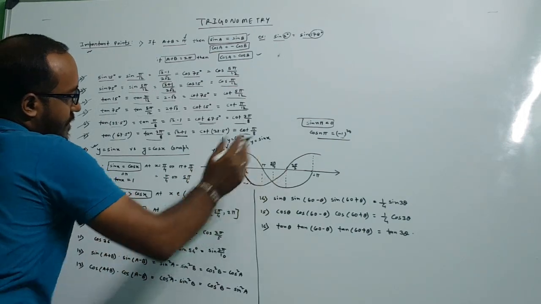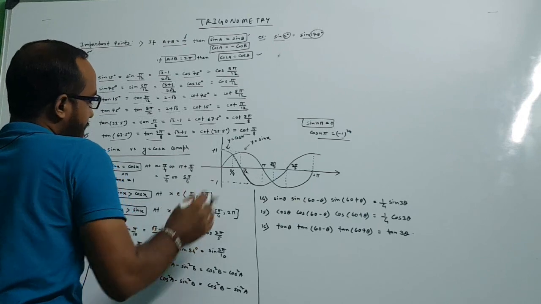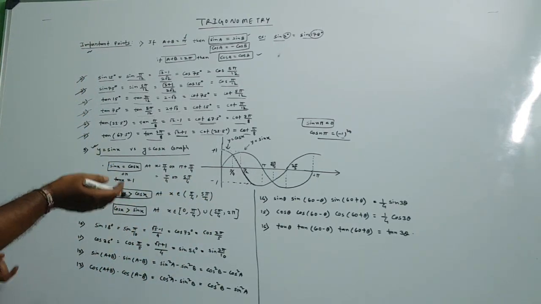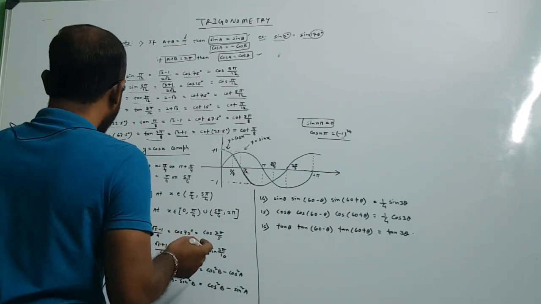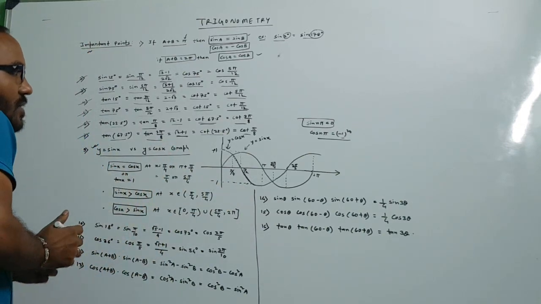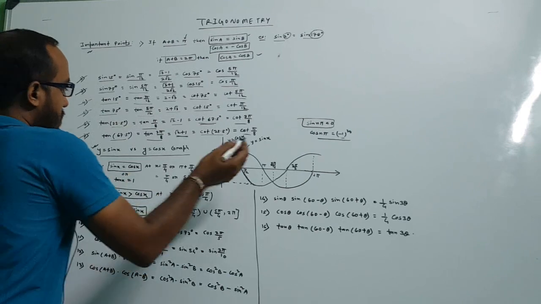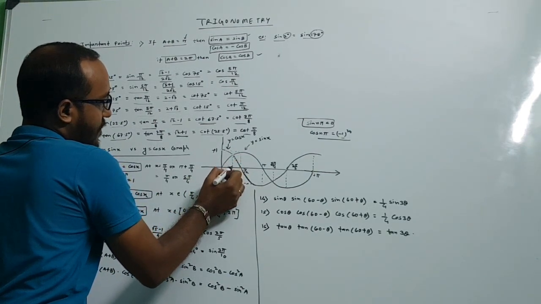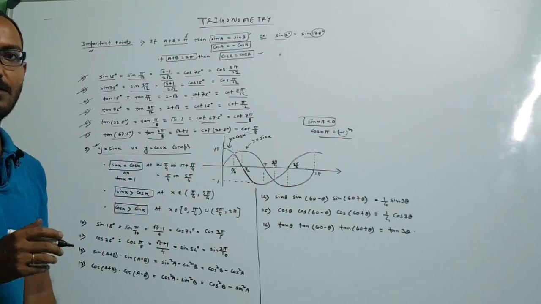See, from this graph, what type of question may come? You have to find the logic for when sin x equals cos x, when sin x is greater than cos x, and when sin x is less than cos x. See, sin x equals cos x means when both of the curves intersect. So where are they intersecting? They are intersecting at pi by 4, and they are intersecting at 3 pi by 4.